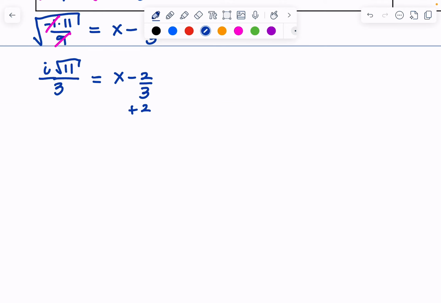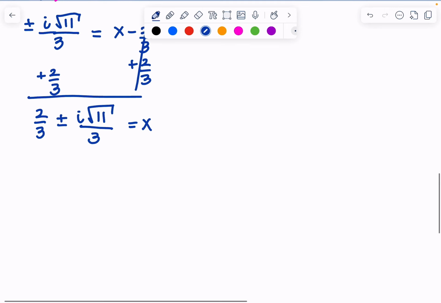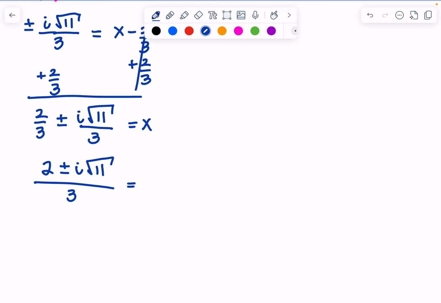I'm going to add 2/3 to both sides. Oh, sorry, this would be plus or minus. Plus 2/3 on both sides. And I have 2/3 plus or minus i square root 11/3 equals x. X is by itself, this is perfectly fine. Since they both have 3's on the bottom, I'm going to write this a little cleaner by writing 2 plus or minus i square root 11 all over 3 equals x.